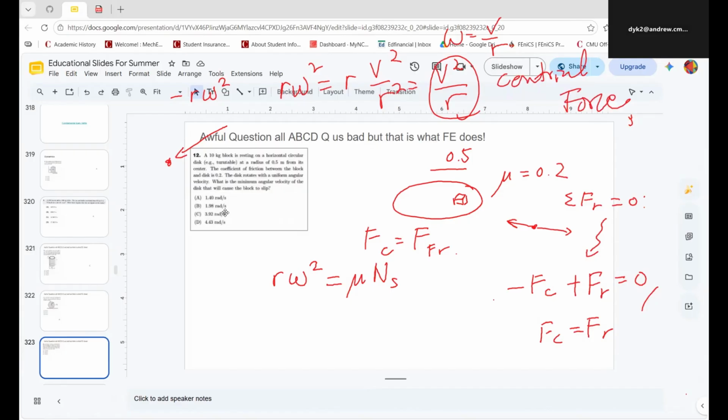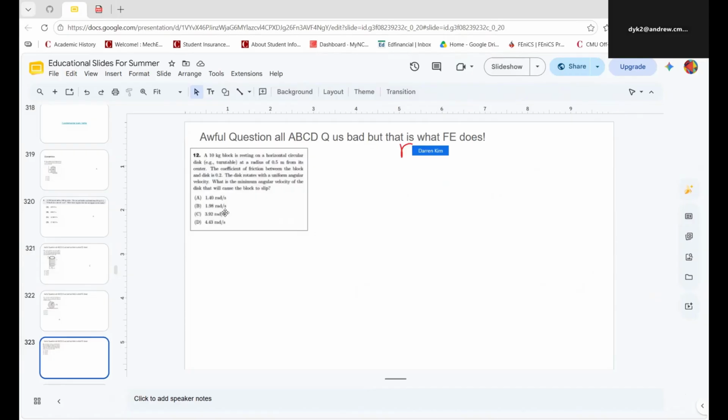So with that being said, we can actually solve this question now. R omega squared equals mu n. Oh, I forgot the mass, because it's MAC. Sorry, I forgot the mass earlier. So now I put the mass in.